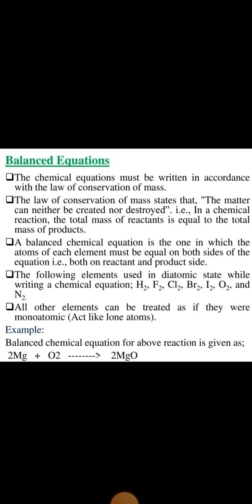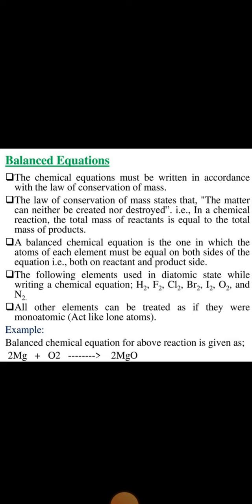There are a few elements which are always used in diatomic states. Diatomic state means two atoms participate. As you can see, when we write the formula of oxygen, hydrogen, fluorine, chlorine, bromine, we always write H2, F2, Cl2, Br2, I2, O2, which represent the diatomic states. Other elements are written as monoatomic, like sodium and magnesium. They act as a lone atom, meaning only a single atom is written.